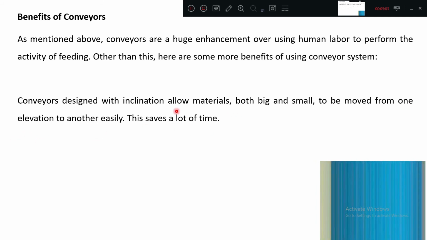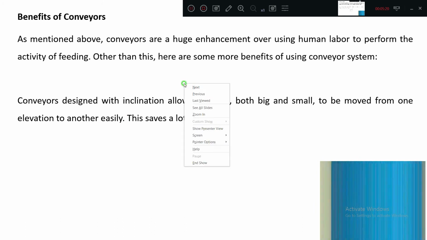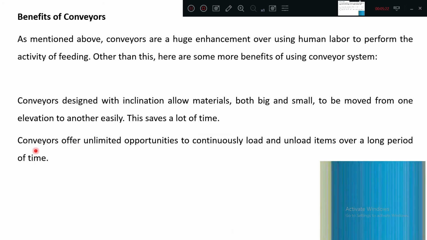This saves a lot of time. That means what? If you provide some gravitational attachment, means what? The conveyors, if they are inclined, then gravity will act on the system. So due to gravity, obviously materials will flow directly from the top level to the bottom level. Now, conveyors offer unlimited opportunities to continuously load and continuously unload items over a longer period of time.